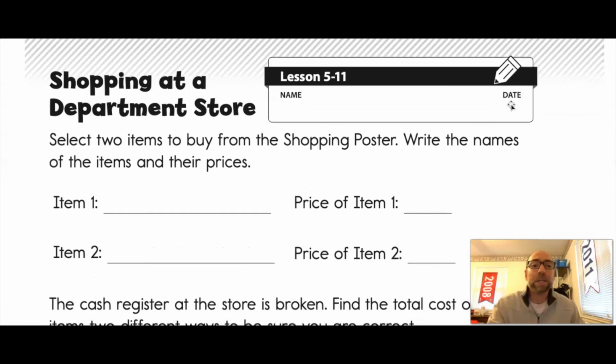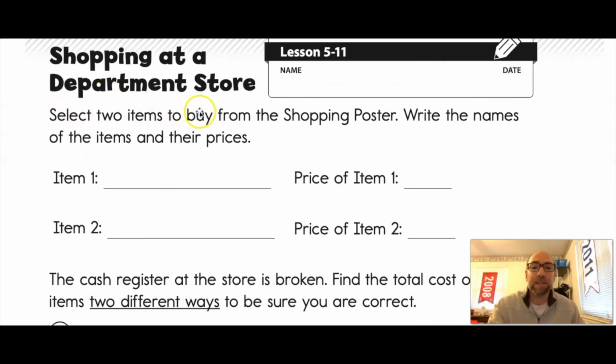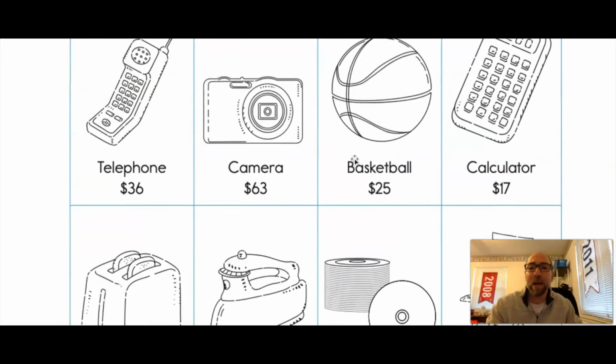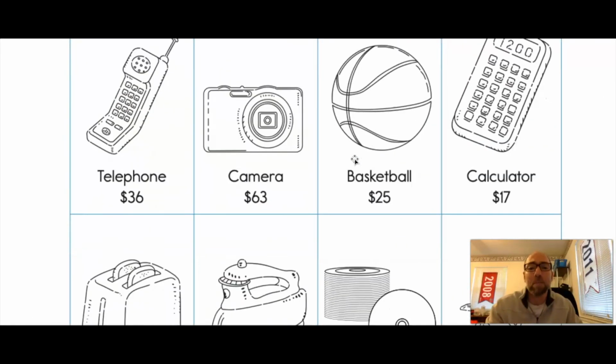Here's what you're going to be doing today. You're going to select 2 items to buy from the shopping poster. You're going to write the names of the items and their prices. So whatever you decide to buy, you're going to write what it is you bought, and then you're going to write the price, and you're going to use the shopping poster to help you. And that's going to be in Seesaw.